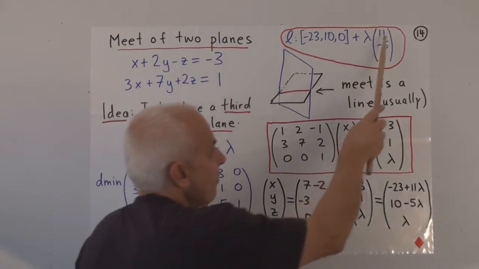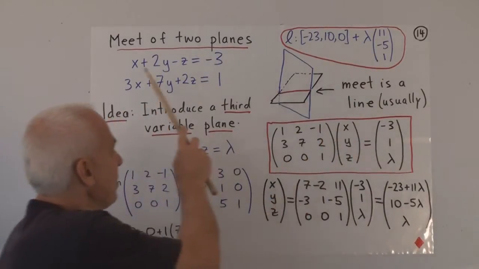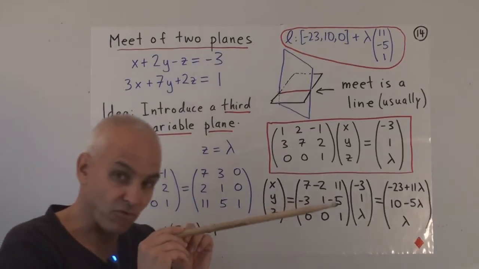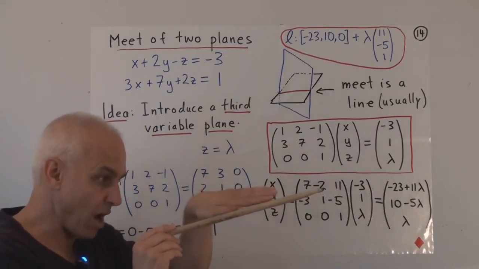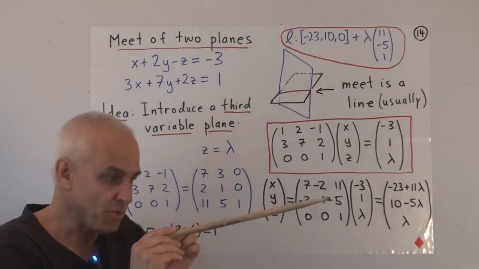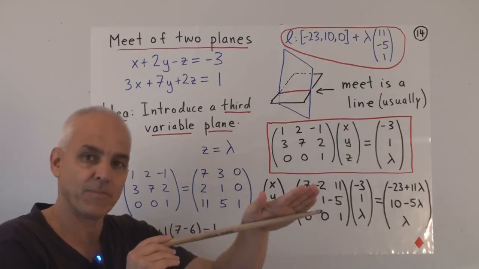Now what about this vector? What should its relationship be with these two planes? Well, this is the vector of the direction of the line. It's the common direction that both planes have. So this should be a direction vector which is in the direction of both planes.